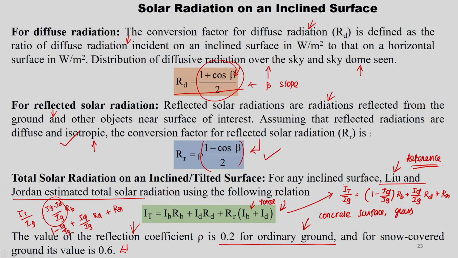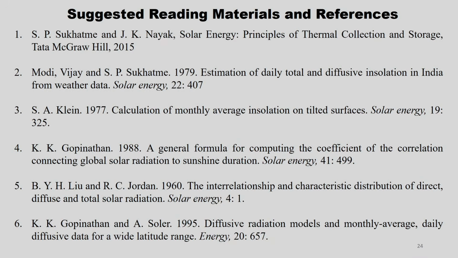So, in that way we have used the correlation for D and G, right. Already we have seen many correlations and formulae to calculate diffusive and global radiation. So, if we know that, then just by calculating the tilt factor and substituting those values, we will be able to calculate the total radiation falling on an inclined surface. So, that is all about solar radiation parameters.